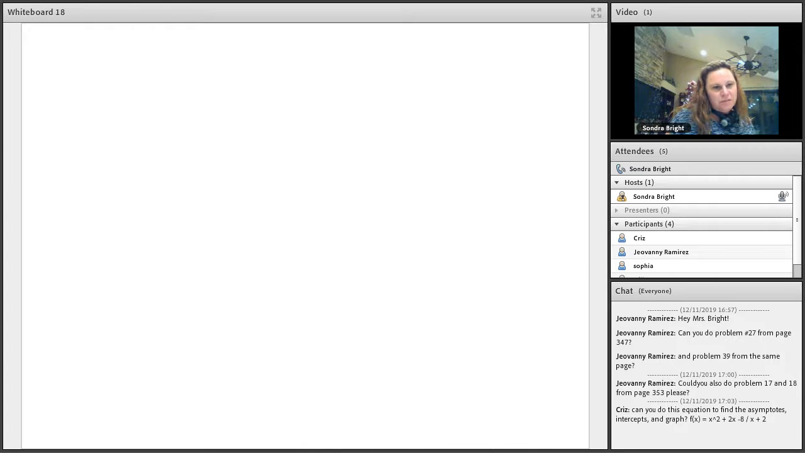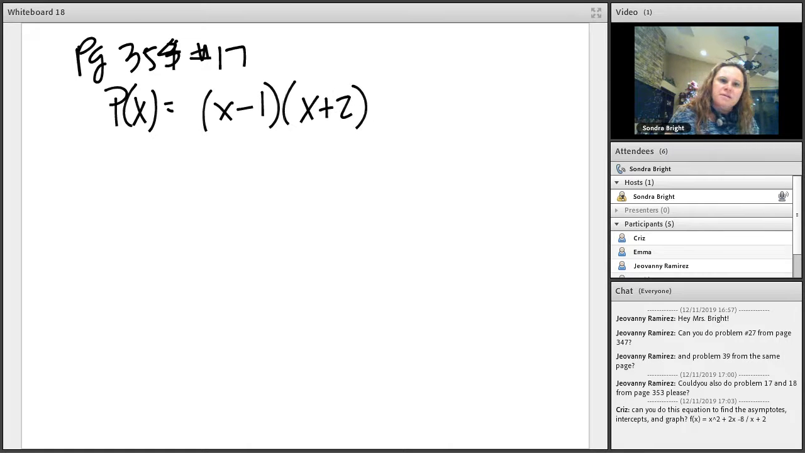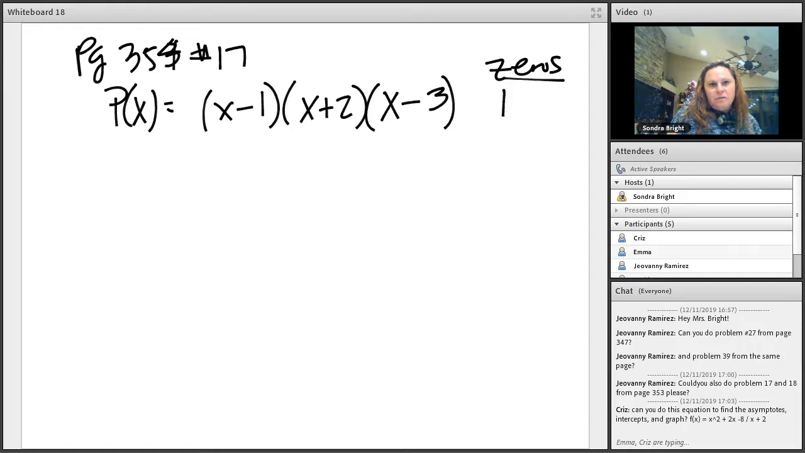So a couple different ways. This is page 353. Well, it actually ended up being on 354. They want to know how two different polynomial functions with real coefficients can have the same set of zeros. Well, I'm just going to make up numbers: x minus 1 and x plus 2, and let's go with x minus 3. This has zeros at 1 and -2 and +3.